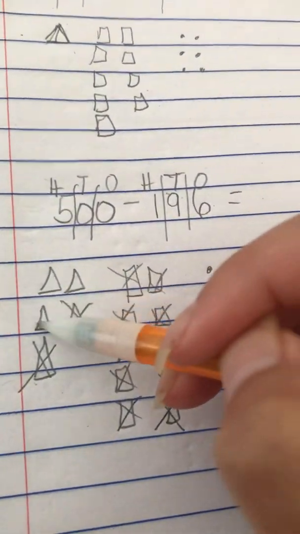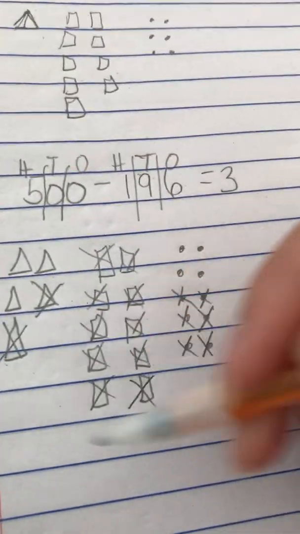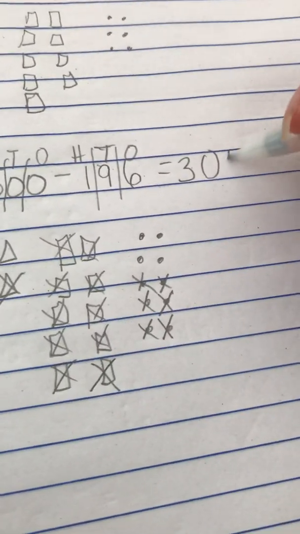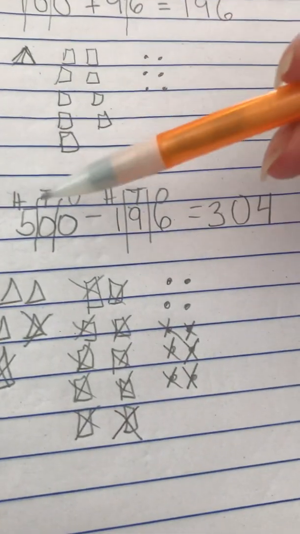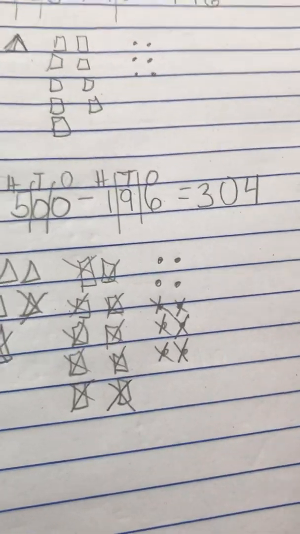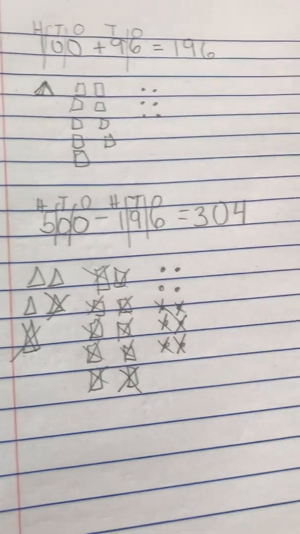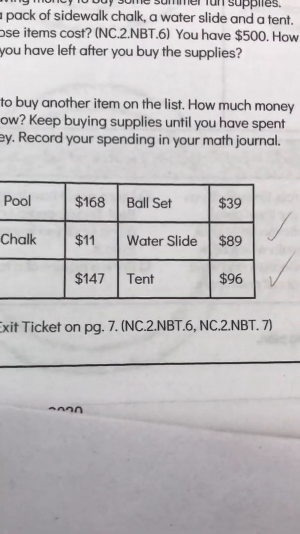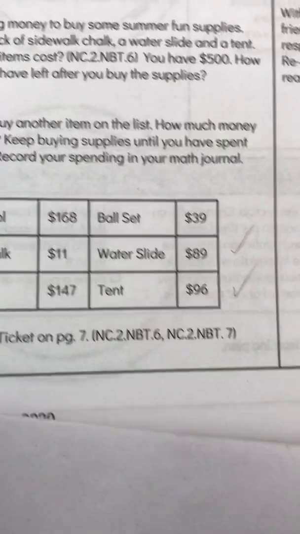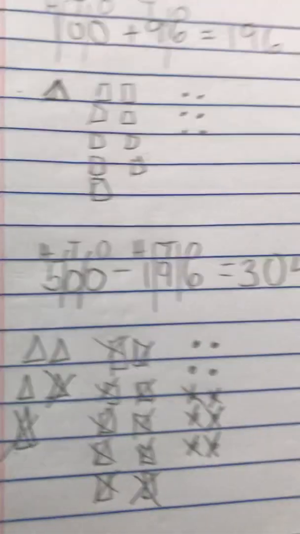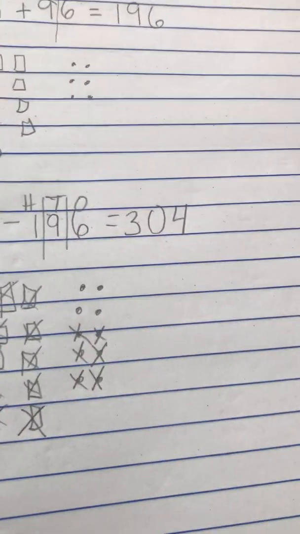So I've got 1, 2, 3 hundreds left. I've got 0 tens left, and I've got 1, 2, 3, 4 ones left. So our answer of 500 minus 196 equals 304. So our answer to our problem was, if this person buys sidewalk chalk at $11, a water slide at $89, and a tent at $96, and she has $500, she's going to have $304 left in her budget.